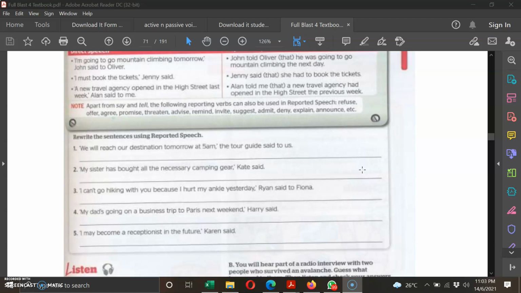So when you change it to the reported speech, the sentence would be like this. The tour guide told us that we would reach our destination the following day at 5 a.m. I repeat, the tour guide told us that we would reach our destination the next day at 5 a.m. Okay, the following day or the next day at 5 a.m., both are accepted. So can you please do the rest of the exercise? Number 2, 3, 4, and 5 in your notebook.